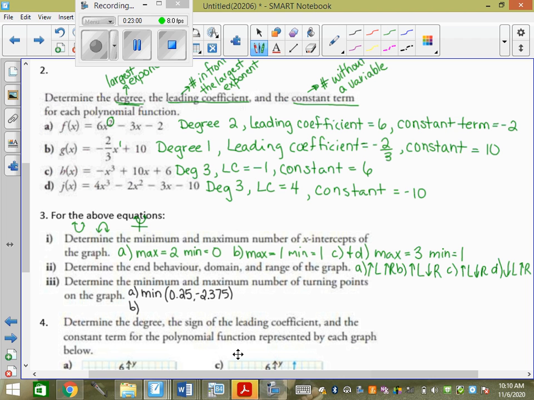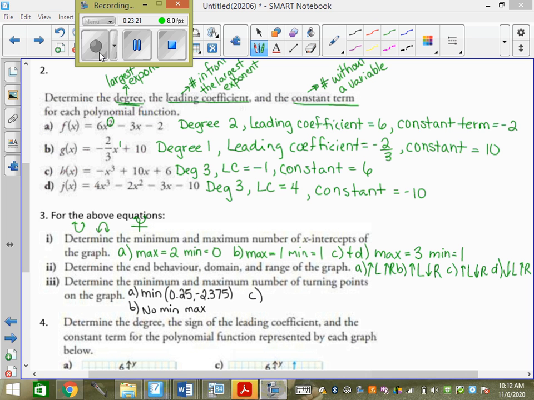Negative 0.5 and then negative 1.5. Okay, I'll check yours in a second. B, does it have anything? It's a straight line. How many minimums and maximums does it have? None. You guys type C in and give me the mins and maxes.